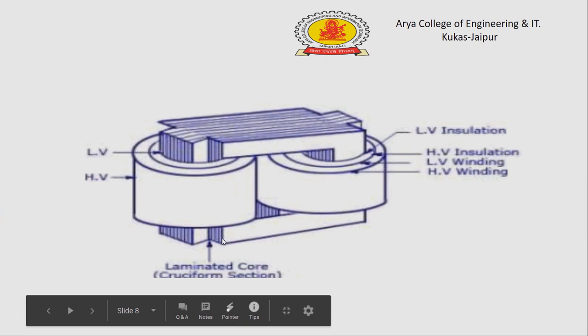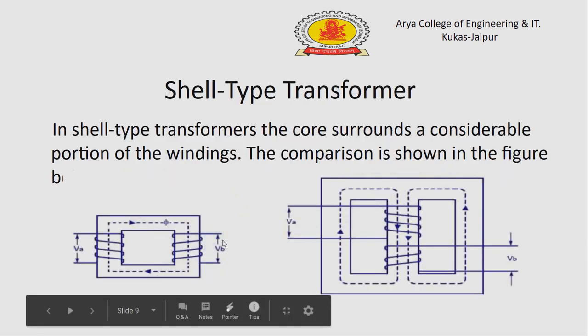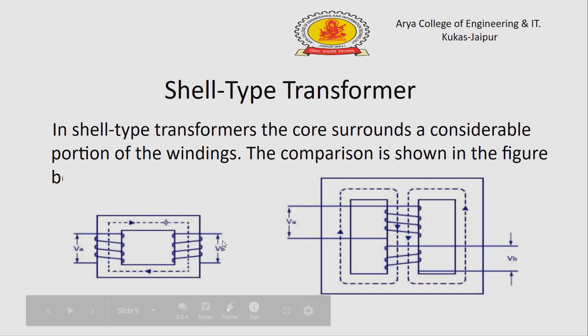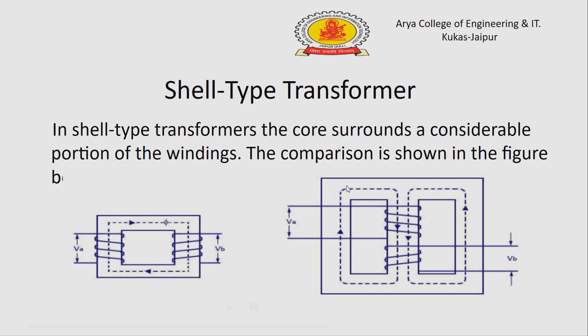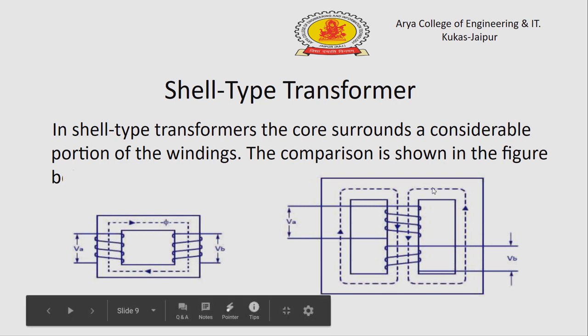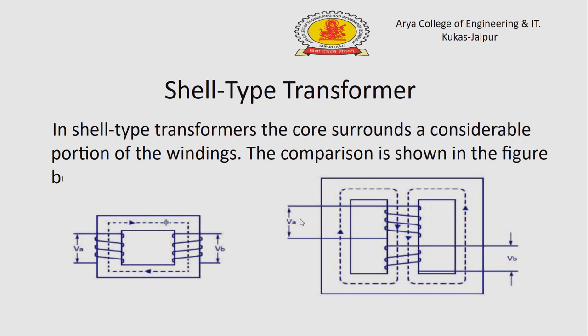of the core type transformer. Now the shell type transformer: in shell type transformers, the core surrounds a considerable portion of the winding. The comparison is shown in the figure. That is the shell type transformer, that is the core type transformer. In the shell type transformer, we divide the core into parts. Now half the flux is shown in this core and half the flux is shown in this core. That is the output side and that is the input side. We provide the supply in this winding, the primary side, and we connect the load in the secondary side.